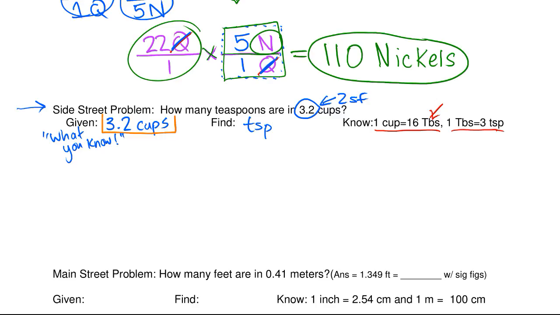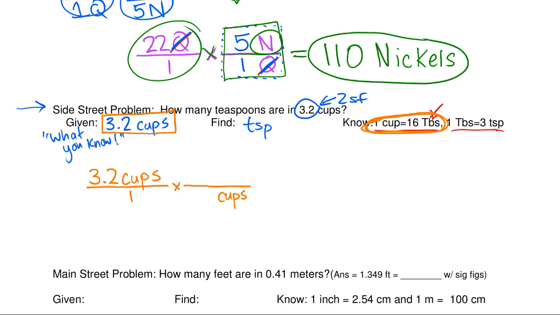I'm going to make that orange. What I know is I've got 3.2 cups. And that goes over 1. Once I put my multiplication symbol and my fraction bar for the first conversion factor, I know I need to get rid of cups, so I need to put cups down here, right? What's the easiest thing to go to from cups? According to this, I can go to tablespoons from cups pretty easily. There are 16 tablespoons in 1 cup. So I'm going to go from cups to tablespoons.